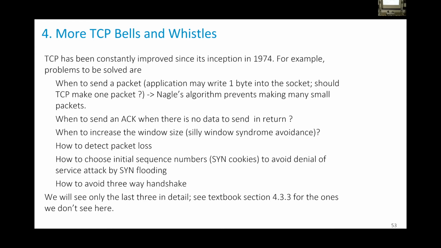Obviously, if you send a window update of 1 byte, you will force the source to send 1 byte at a time, which might also not be efficient. Perhaps the source has 1,000 bytes to send, and it's better to wait anyhow for this to happen. So there is a similar to Nagle's algorithm, the silly window syndrome avoidance. And then there are 3 more detailed things that we'll look in detail: how to detect packet loss, how to choose initial sequence number with SYN cookies, and how to avoid also the 3-way handshake.